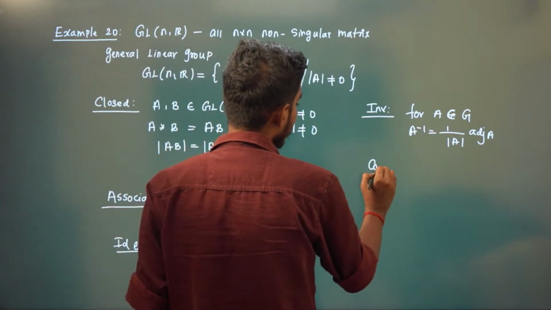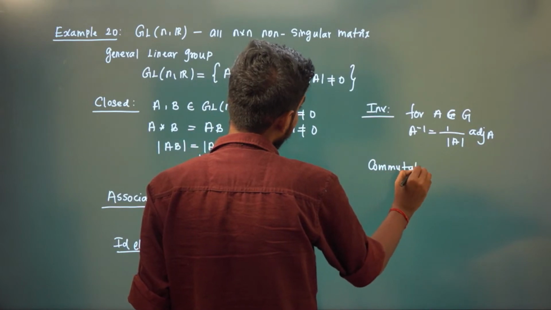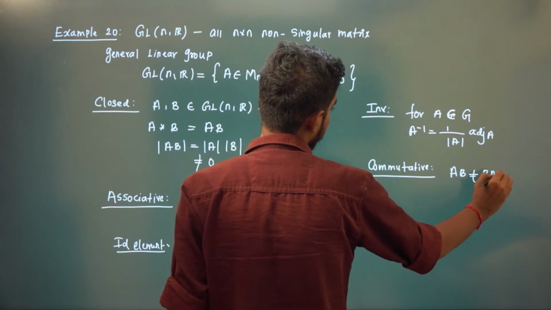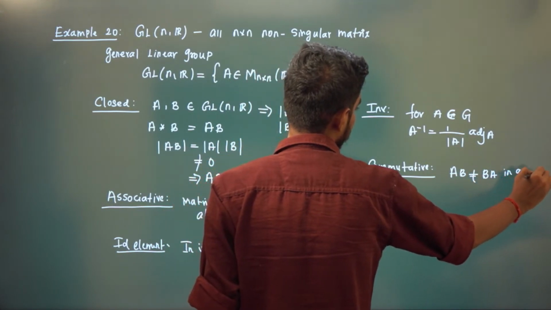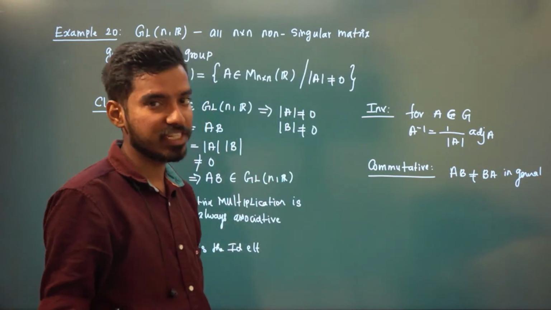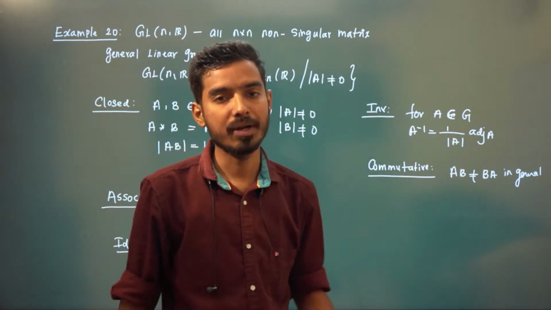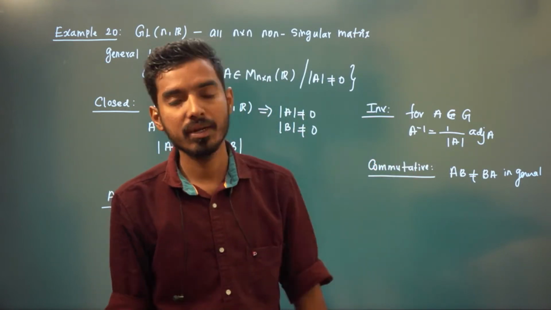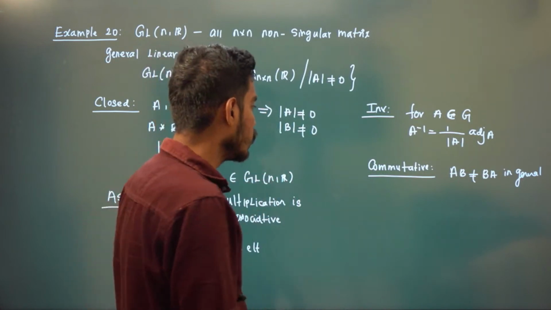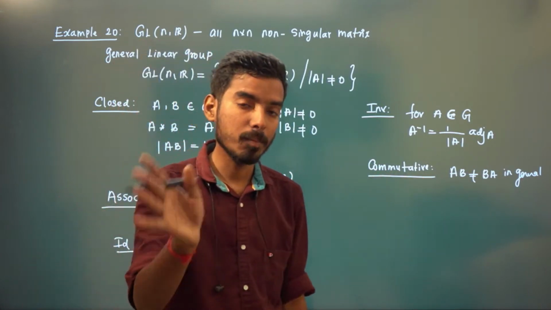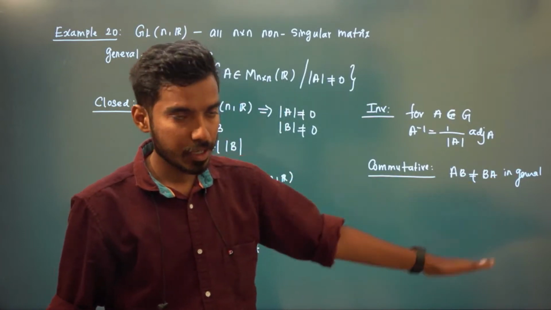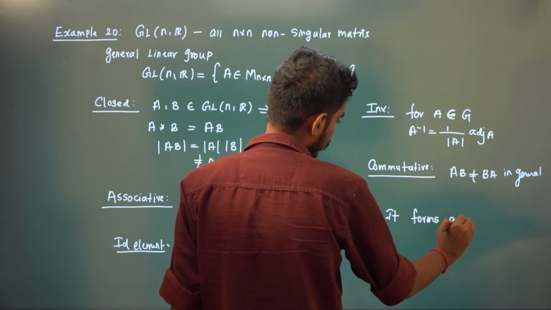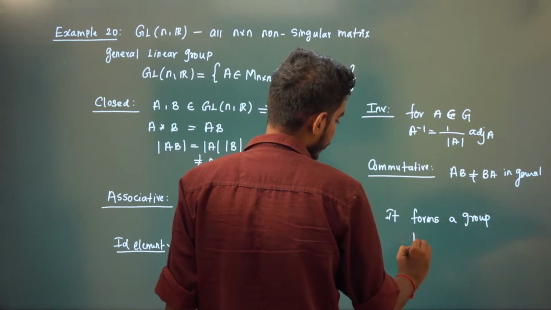And what about commutativity? It is not commutative. Matrix multiplication need not be commutative, so AB is not equal to BA in general. These are very elementary. You just take any 2 by 2 matrices and perform AB and BA. It need not be equal every time. So it doesn't form an abelian group, but it forms a group, but not abelian.